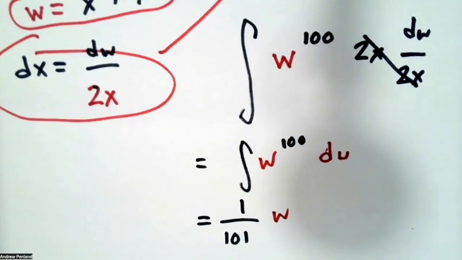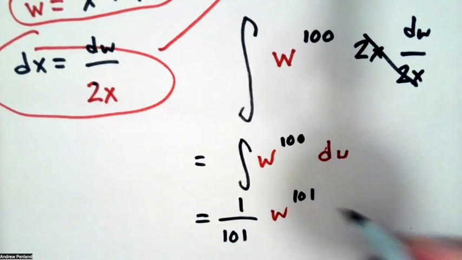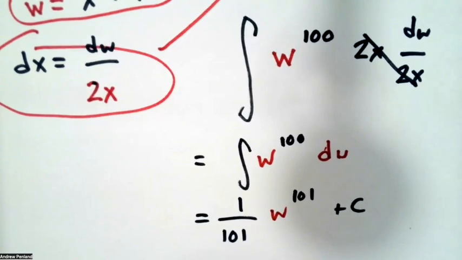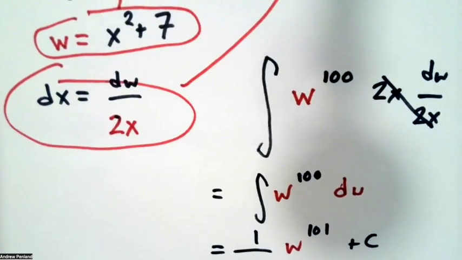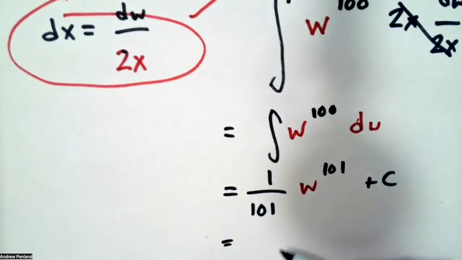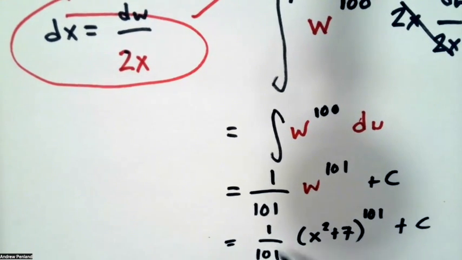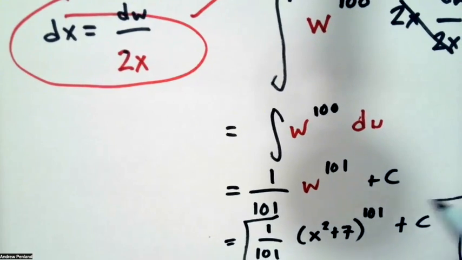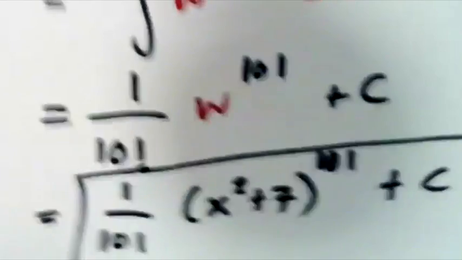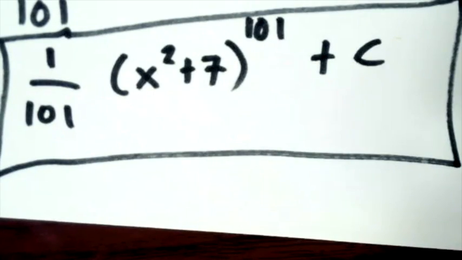This indefinite integral will be 1 over 100 plus 1 times w to the 100 plus 1. However, we don't want our final answer to have any w terms. This started out as a function of x, and we want it to end up that way. We know that w is equal to x squared plus 7, so we plug that back in for w. As a final answer, we have that this indefinite integral is equal to 1 over 101 times quantity x squared plus 7 raised to the 101.